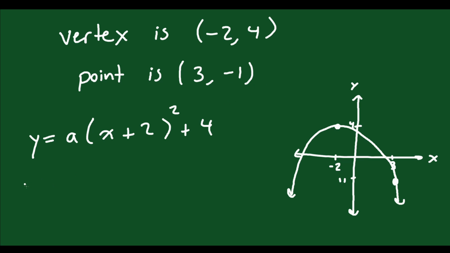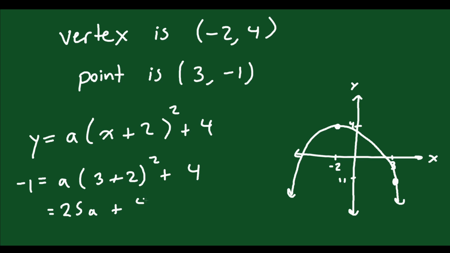So you plug that in. Negative 1 equals a times (3 plus 2) squared plus 4. 3 plus 2 is 5, 5 squared is 25, so you get 25a plus 4 is equal to negative 1. Bring the 4 to the other side, you'll get negative 5. Divide both sides by 25, you get negative one fifth is equal to a. Therefore, your answer is y equals negative one fifth times (x plus 2) squared plus 4.